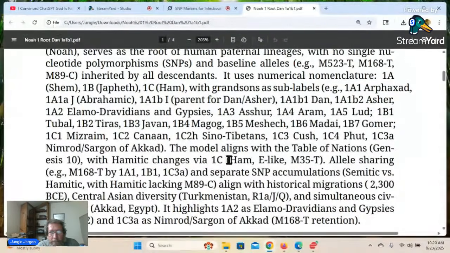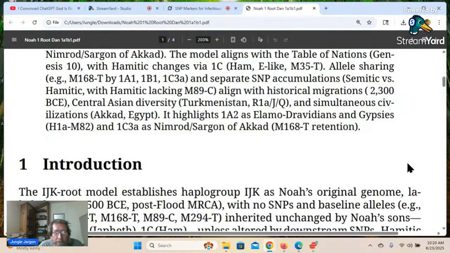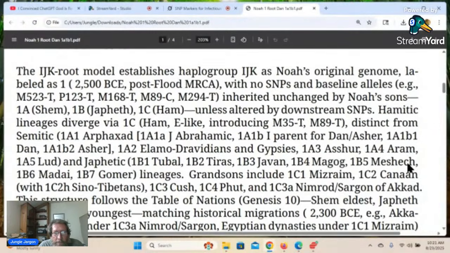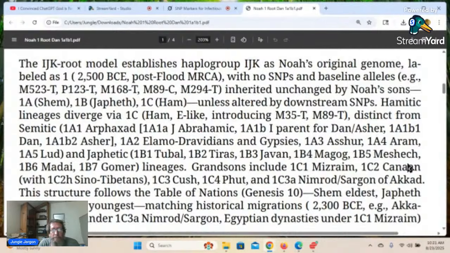The model ties genetics to history around 2300 BCE, with Central Asian diversity in Turkmenistan, R1A, J, Q, showing Noah's original alleles, not African trade mix ones. N60T is shared by 1A1, 1B1, and 1C3A, pointing to non-African roots, like Nimrod, Sargon, and Mesopotamia. M89C stays in Semitic and Japhetic lines, but shifts to M89T in Hamitic ones. 1A2 links to Gypsies via H1A M82, and the compressed timeline fits simultaneous civilizations like Akkad and Egypt.